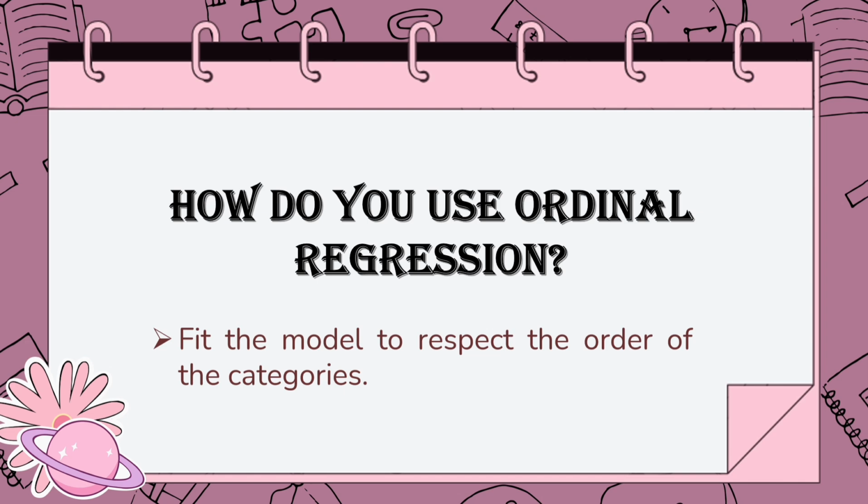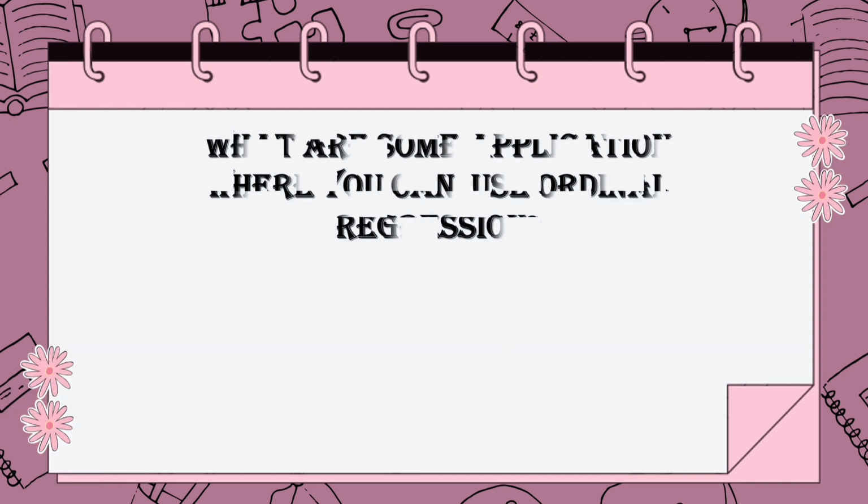Ordinal regression is a useful method for predicting outcomes when the dependent variable has ordered categories. So, we should apply ordinal regression to your data and interpret the results to gain insight into how different factors influence ordered outcomes. So let's proceed to the next.